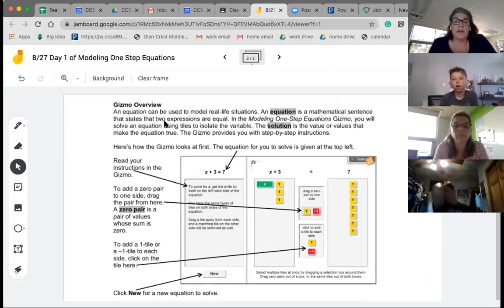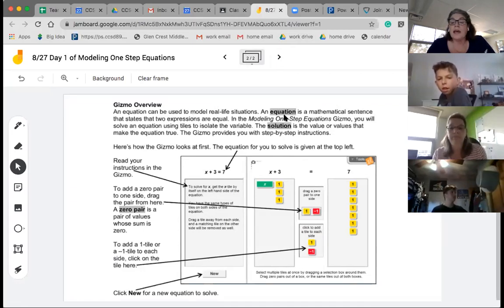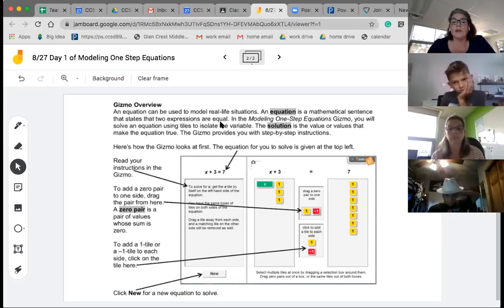So the overview says, and guys, I know you're not on Gizmo yet, because if we put you on Gizmo already, then you guys are gonna start playing and not listening, okay? So an equation can be used to model a real life situation. An equation is a mathematical sentence that states 2 expressions are equal. X plus 9 equals 15, 2 equal expressions. In the modeling one-step equations gizmo, you will solve an equation using tiles to isolate the variable.